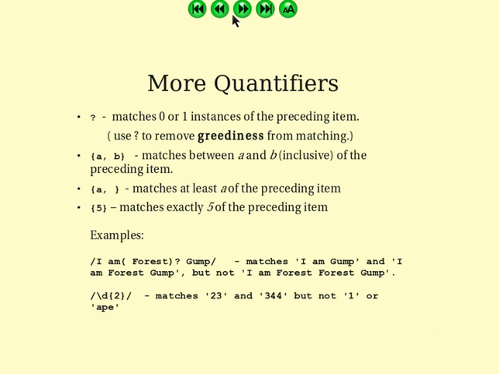And then finally, to finish out quantifiers, the question mark is 0 or 1 of the preceding item. And a question mark also removes greediness. We'll take a look at that in the example section here. A to B matches between A and B inclusive, so you could do something like 1 to 5, or just 1 or more, or exactly 5.